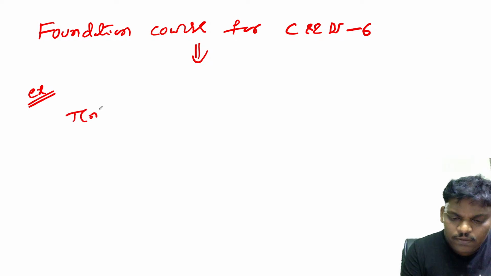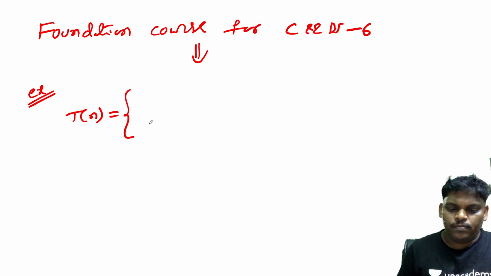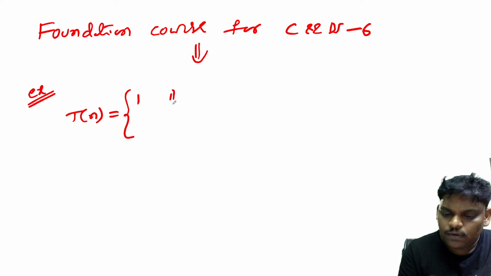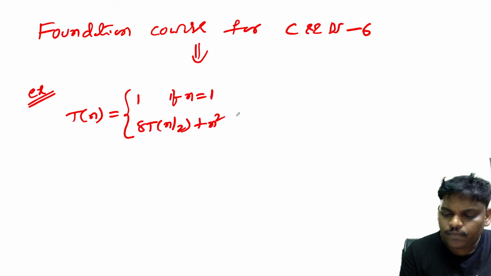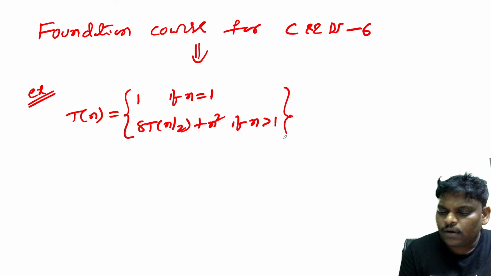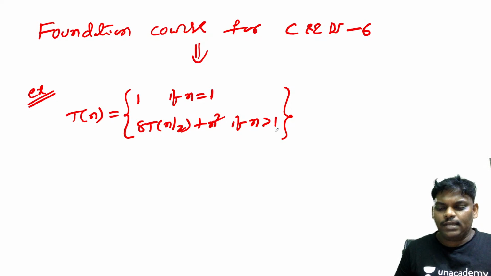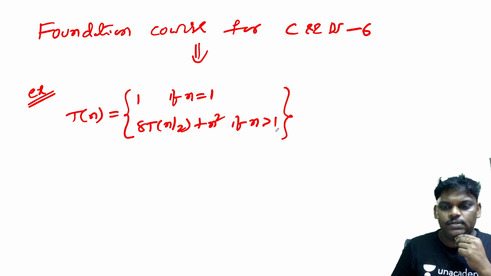For example, Tn is equal to 1 if n is equal to 1, otherwise 8T(n/2) plus n square if n is greater than 1. How will you solve this?